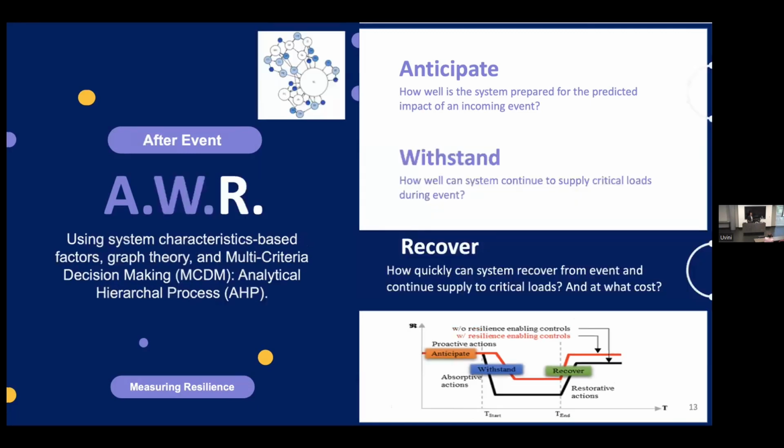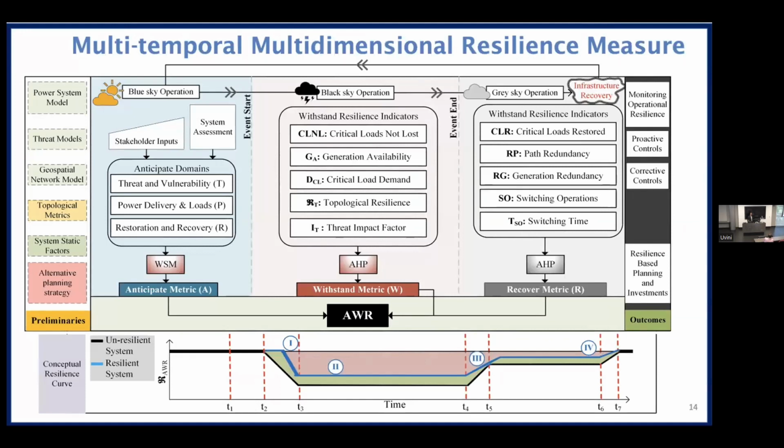The third becomes the recover metric, which is all about how quickly I can recover from an event and continue supplying critical load. This is very similar to a restoration problem, but with resilience-driven restoration, which means it focuses on the critical load and all the things that we can do with crew members and switching. So with all these three things, now I got my metric, which is a lot of different factors for anticipate, combined and integrated with weighted sub-metrics to give me the anticipate metric.